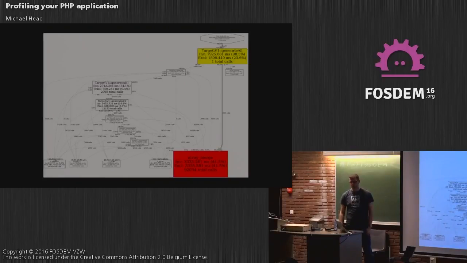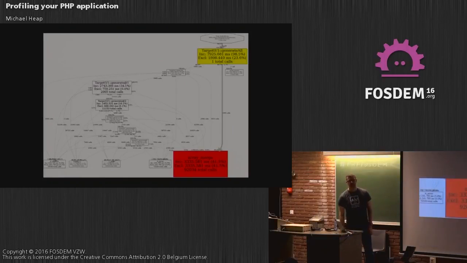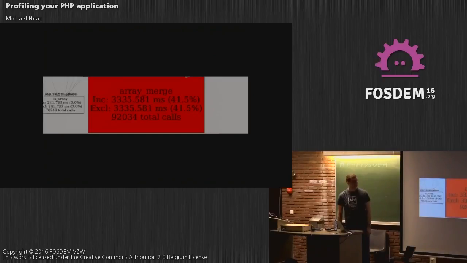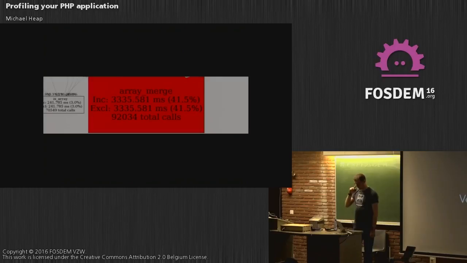It's a little bit bigger this time, but as you can see, there is a huge red box. So, array merge. 40% of our time was spent in array merge. Not even doing anything that we wanted to, none of our business logic, just merging arrays. 40% of the time, that's what, 3 seconds, 3.5 seconds out of 8. Seems like a good place to start to me.